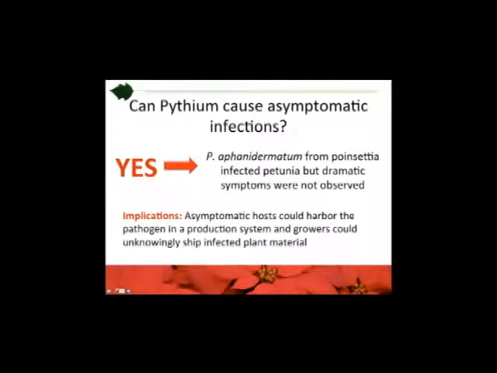And so this just highlights the point that asymptomatic hosts, so hosts that could harbor the pathogen but not show symptoms, if they're in a production system, could be reservoirs of disease, and you could unknowingly ship infected plant material. So it's just something to highlight as a side note with some of this research.